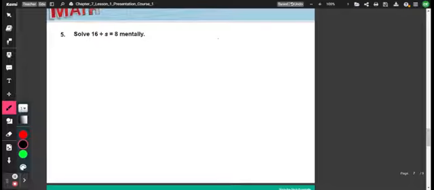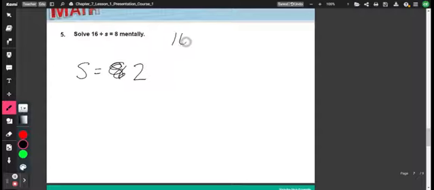Continuing on to example 5, we have solve 16 divided by s equals 8. We need to do this mentally, so let's think: 16 divided by what number equals 8? Well, I know that 8 times 2 is 16, so I think 16 divided by 2 is going to give us 8. So s is going to equal 2.